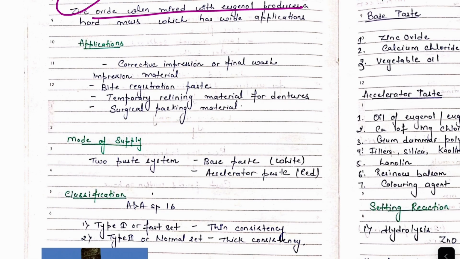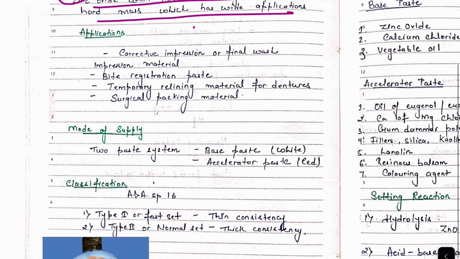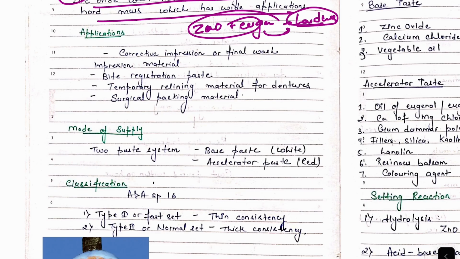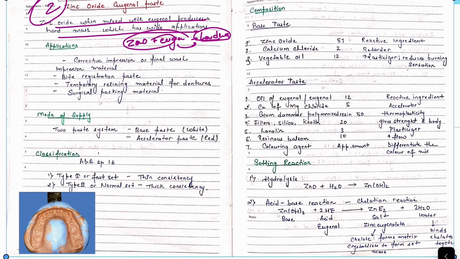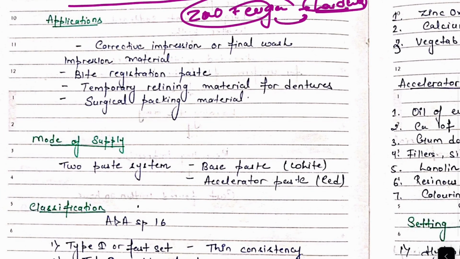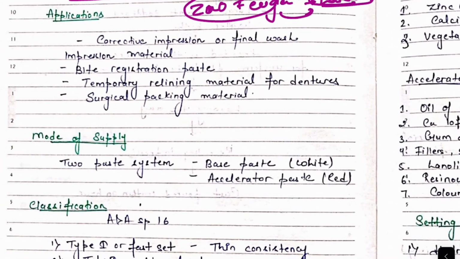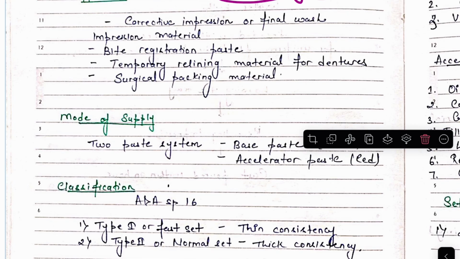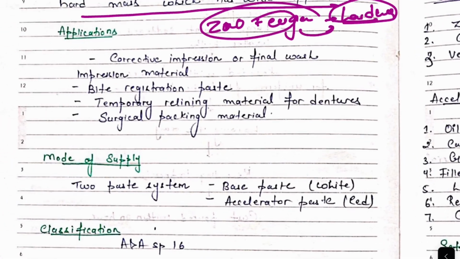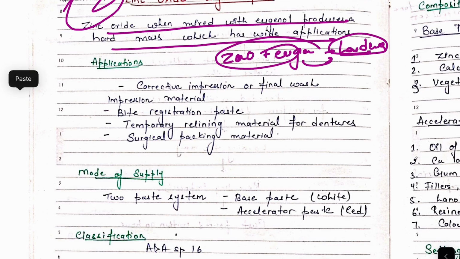ZOE, when mixed with eugenol, produces a hard mass which has wide application. So basically we have zinc oxide, and when it is mixed with eugenol it produces a hard mass, and we use this property for taking impressions. Now talking about where it is used, it is used to take a corrective impression or final wash.